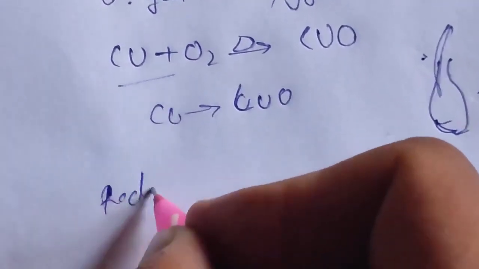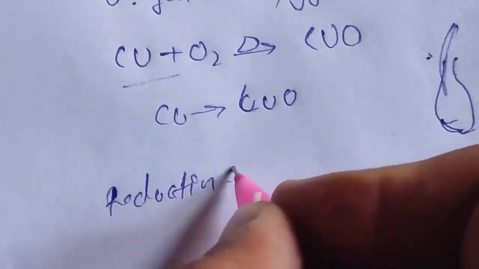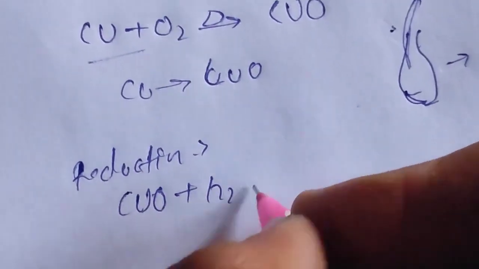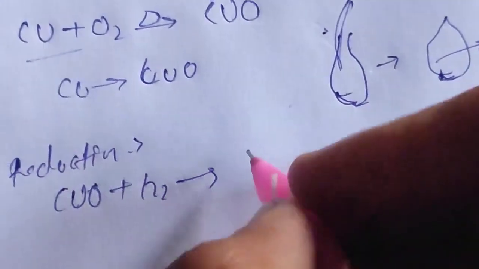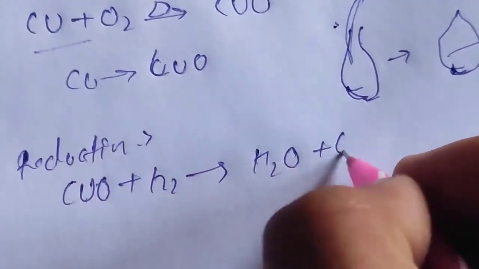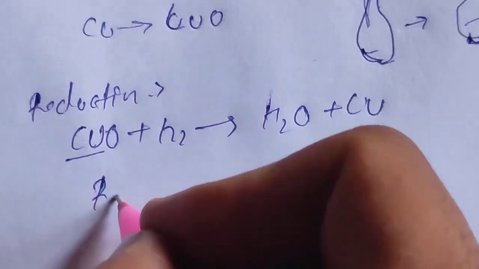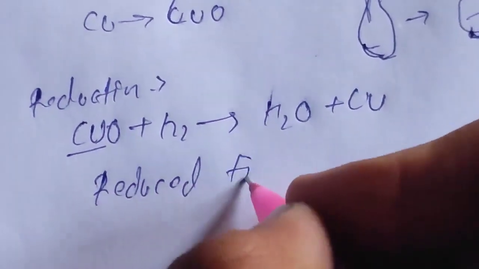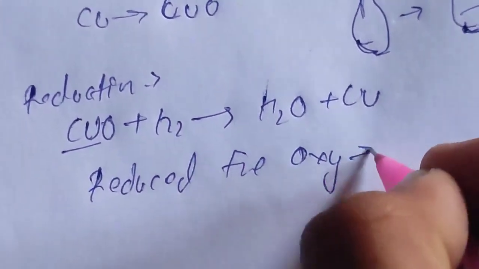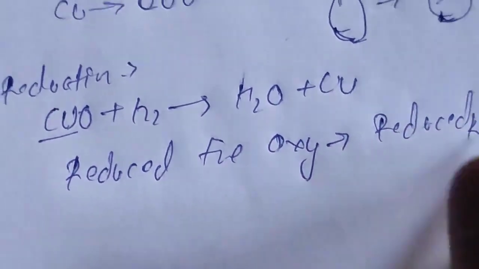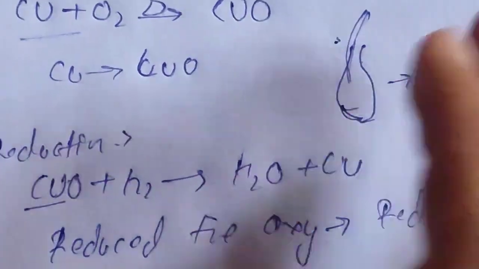Okay, let's talk about reduction. Reduction means, for example, again we have CuO, and let's put hydrogen gas on it. We see that the hydrogen becomes H2O plus copper. In that case, the substance reduces the oxygen, which means it loses oxygen. So in this case it becomes a reduction reaction. This is a part of the reaction.